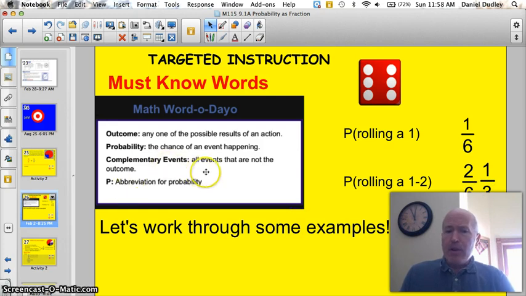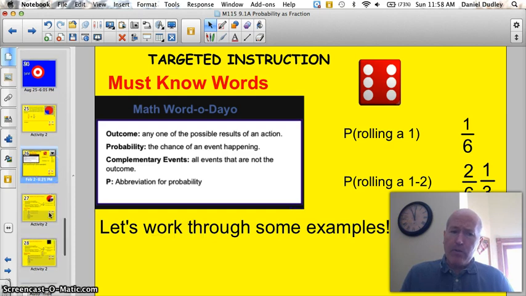Finally, complementary events. Complementary events are all the other events. My chances of rolling a 1 are 1 chance out of 6, or a fraction 1/6. The complementary events, that's 5 out of 6. That's all the other possibilities. That's rolling a 2, a 3, a 4, a 5, or 6. Those would be complementary events. Okay? Complementary events will be covered much more clearly in a later lesson, but I want to introduce it tonight.